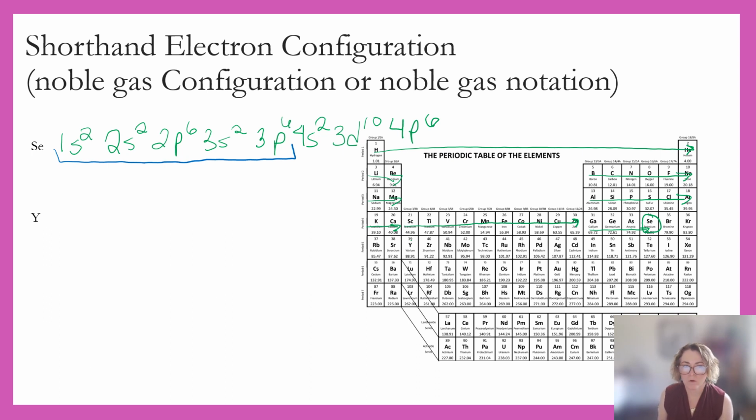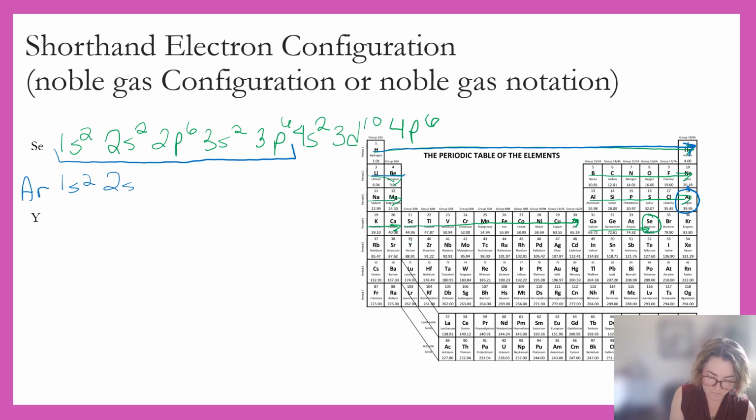And if I were to do the configuration for argon, I would say 1s2, 2s2, 2p6, 3s2, 3p6.